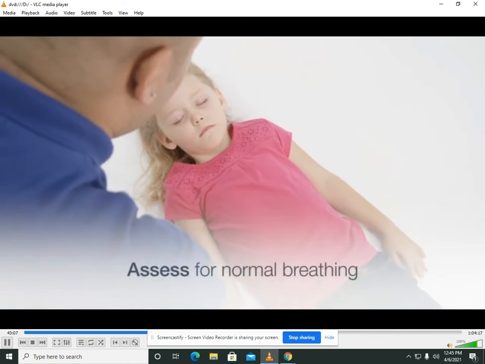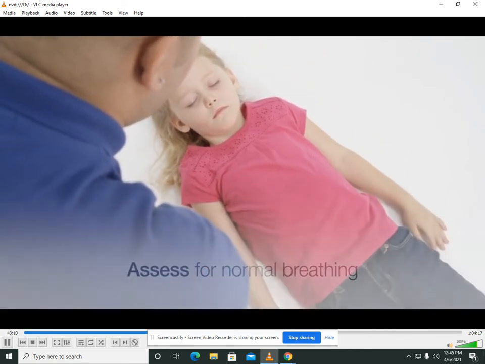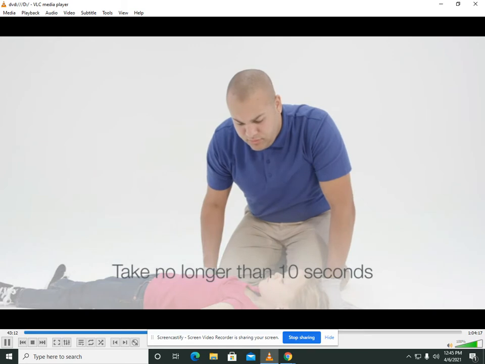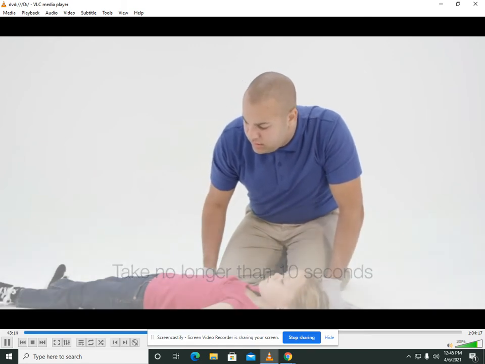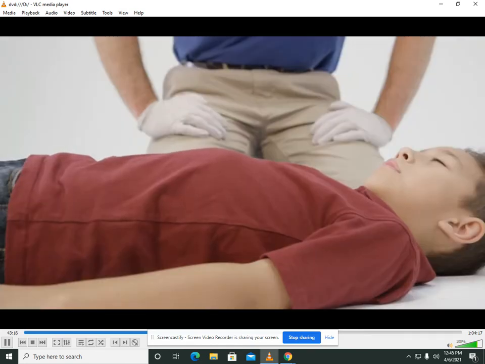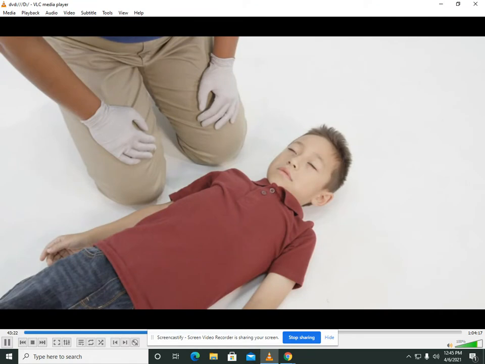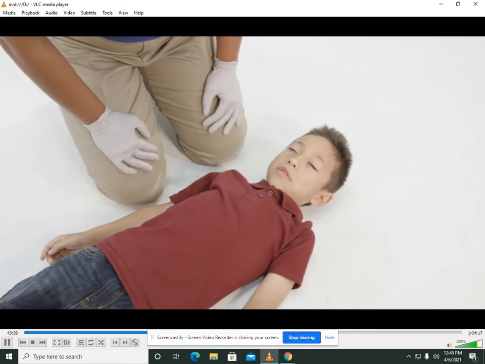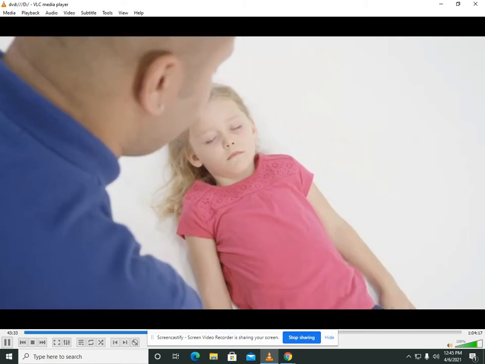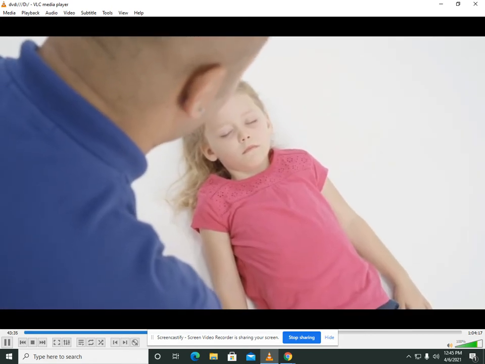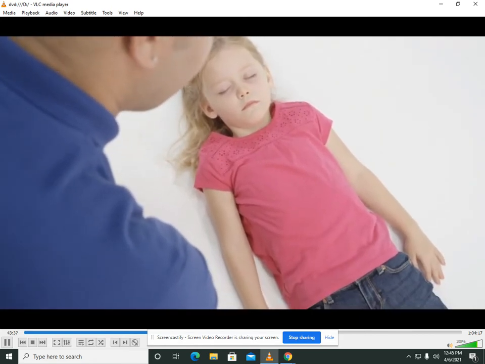Quickly look at the face and chest for normal breathing. Take no longer than 10 seconds. Normal breathing is effortless, quiet, and regular. Weak, irregular gasping, snorting, or gurgling sounds can occur early in cardiac arrest. These actions provide no usable oxygen. This is not normal breathing. If you're unsure, assume breathing is absent.